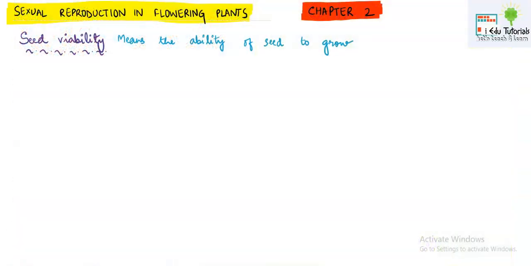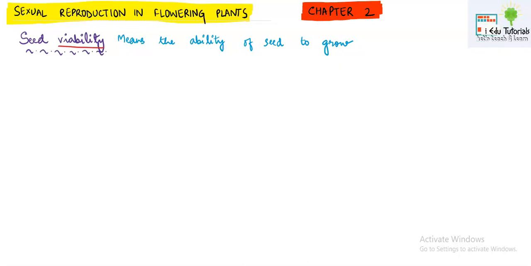Hello everyone, in this video we will be talking about a few terms related to the seed. We will talk about Apomixis and we will also talk about Polyembryony. So let's start with seed viability first. Viability here refers to the ability of the seed to grow.